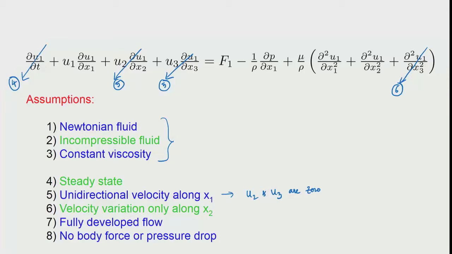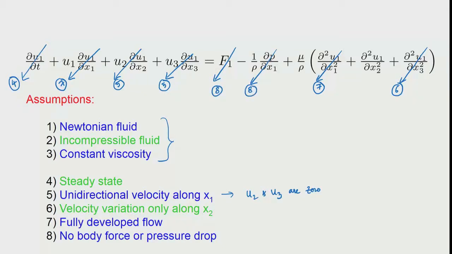Then we say that the fluid flow is well developed along the x1 direction, which means that dou u1 by dou x1 is 0. So, we drop this term because of assumption 7, and this term also goes away, as it is the second derivative of the same term. Then we say that there is no body force or pressure drop in this particular problem. It is a very simple problem, so we knock off these two terms also because of assumption 8.